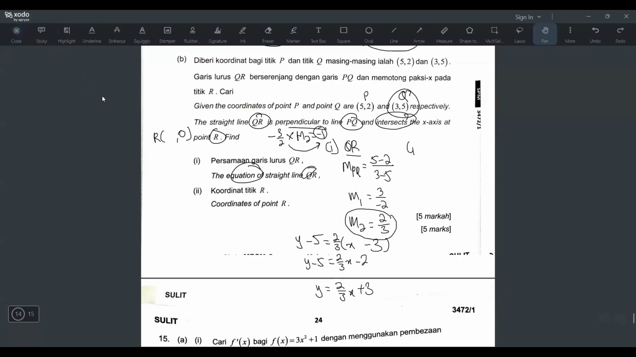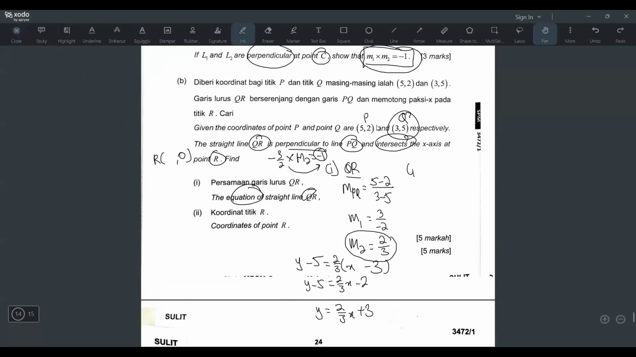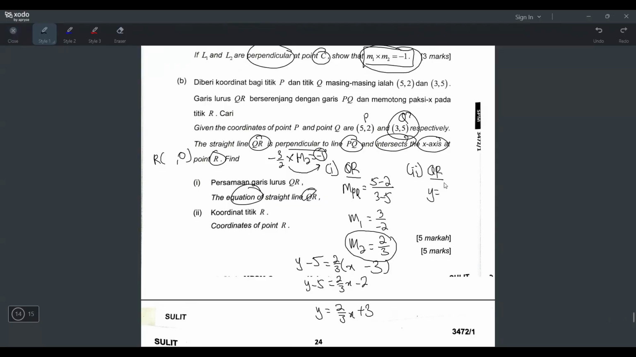For my next question, they ask for the coordinates of point R. But we already know R is actually the x-intercept of QR. So what you do is just take the QR full equation, y equals 2 over 3x plus 3, and just sub y equals 0. That's all. You just do that, and then you get the x-intercept. So the 3 becomes -3 here, and then x will become -9 over 2, right? So the coordinate of R is (-9 over 2, 0). Because for the x-intercept, the y is always zero, right?